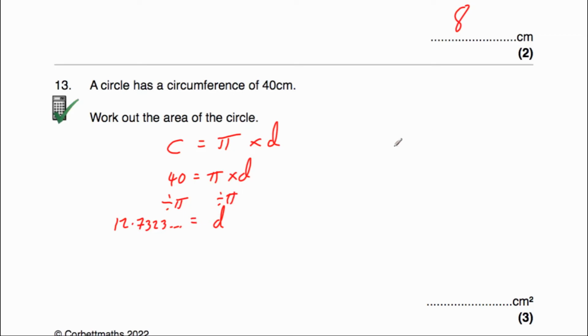Now that's the diameter. To find the area of the circle, we need to find the radius, and the diameter is the whole way across, so the radius is halfway across, so we need to divide this by 2.